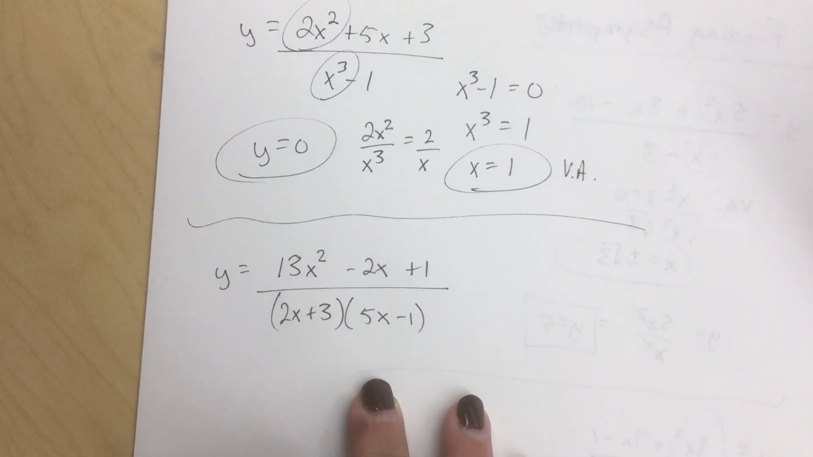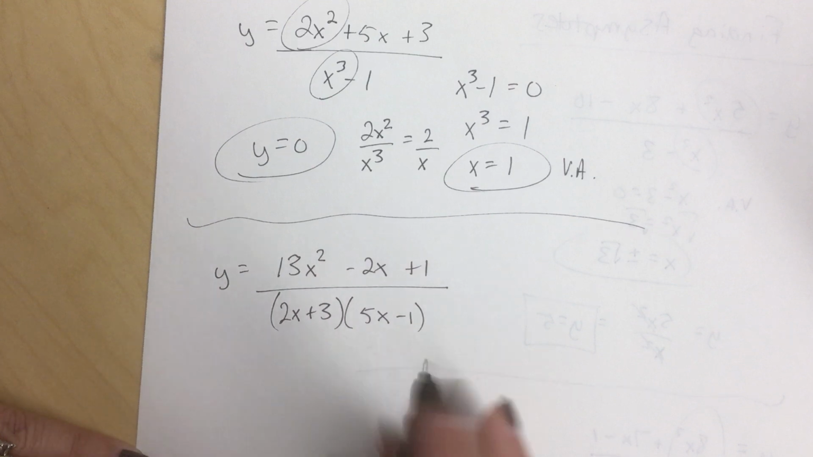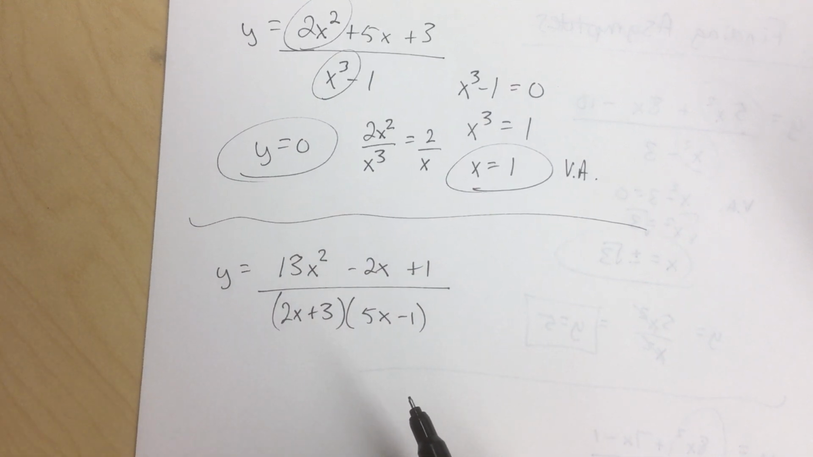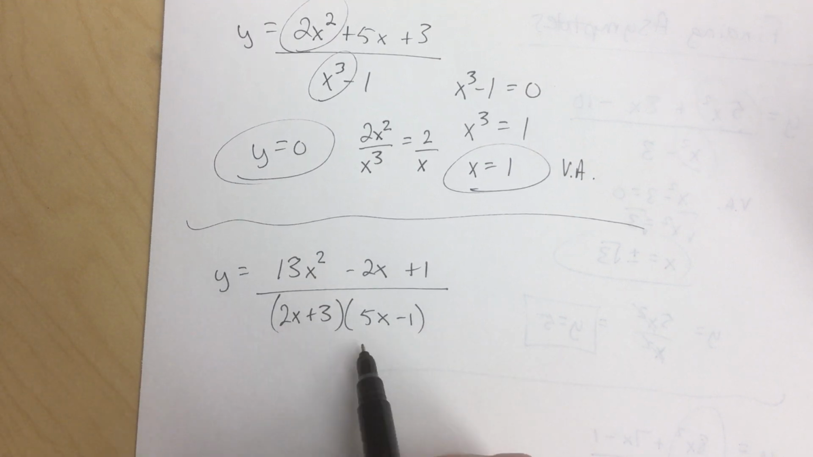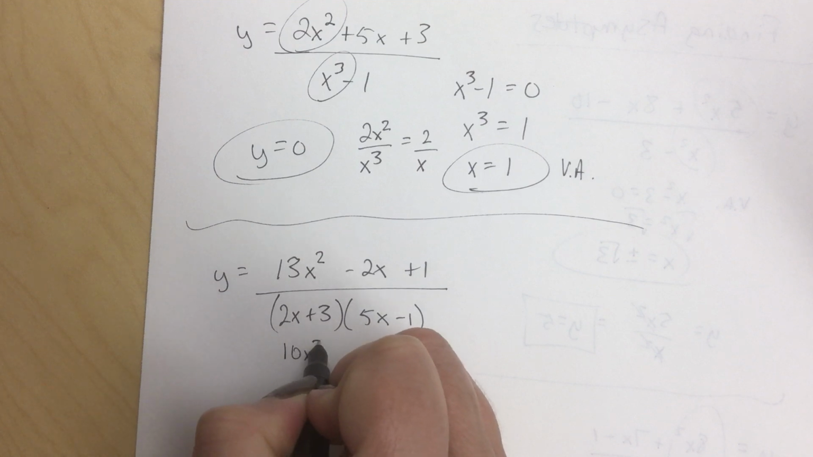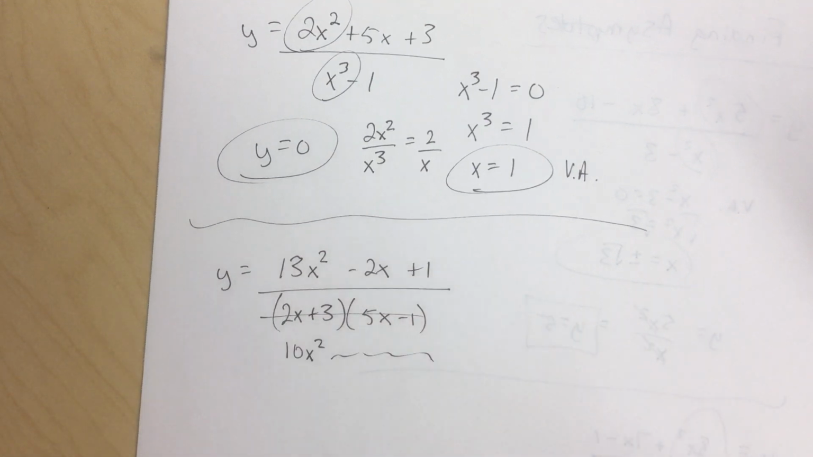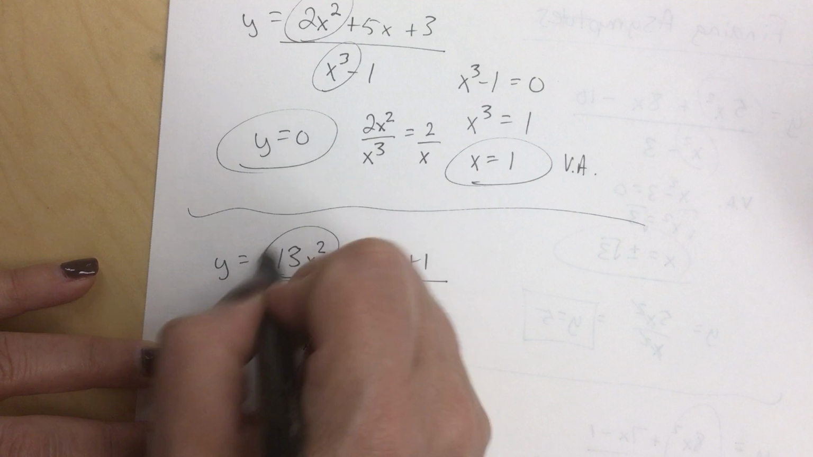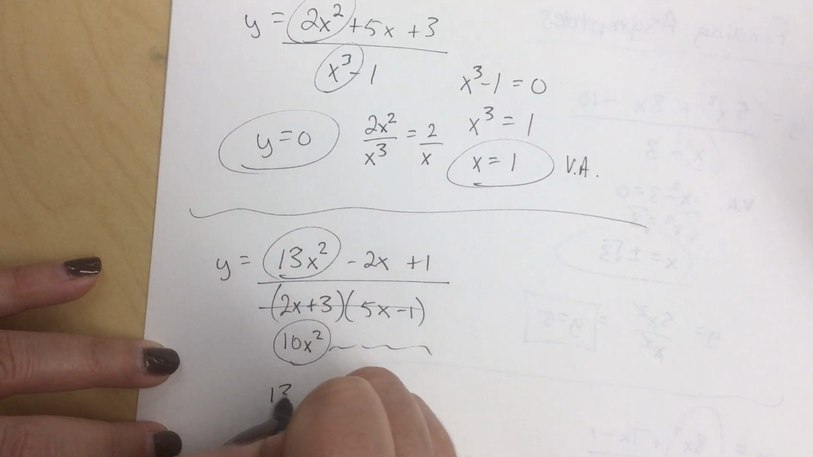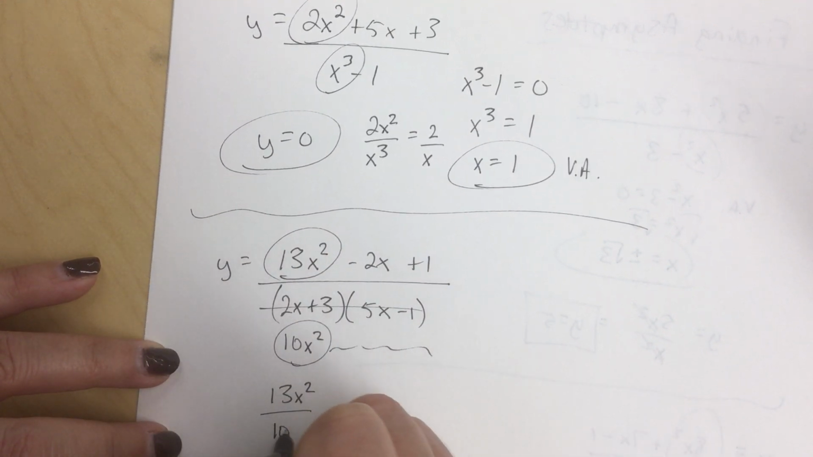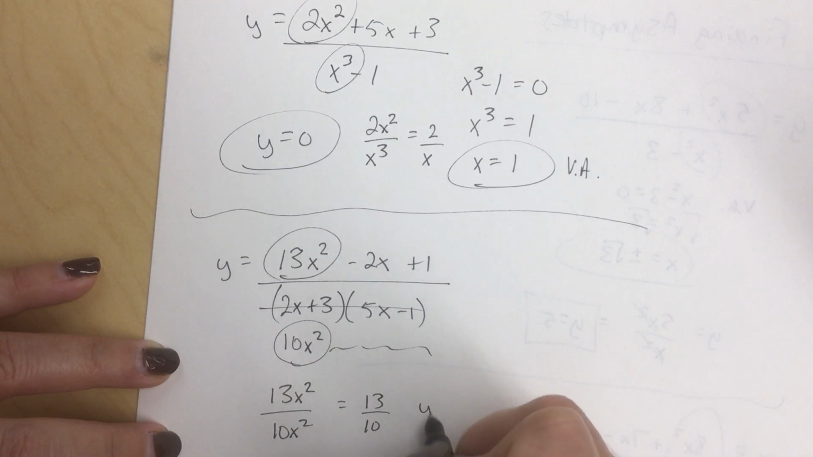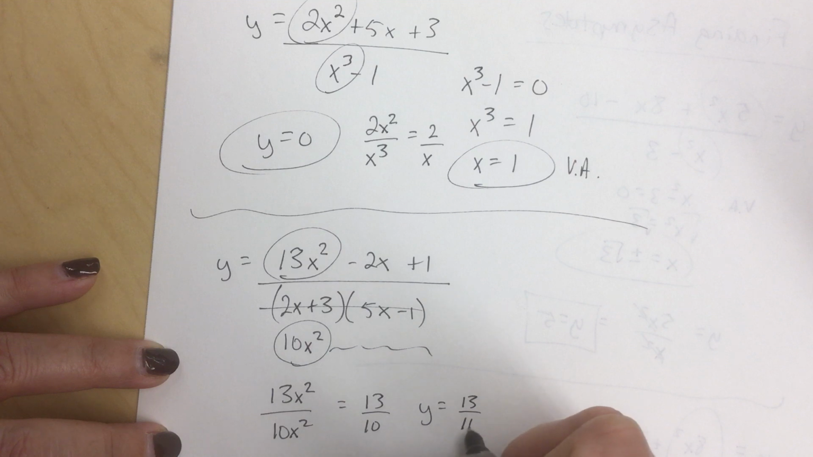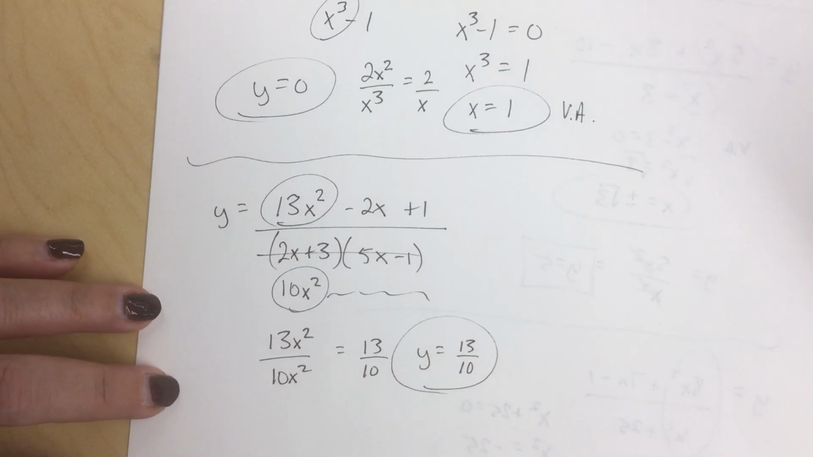When one of the parts of your fraction, either your numerator or your denominator, is factored out, you need to think about what you would get if you multiplied it. So if you multiplied this out, your first term would be 10x squared. And you don't even care what the rest of it would be, because we want to compare it to this. So 13x squared divided by 10x squared would be 13 over 10. So y equals 13 over 10 is your horizontal asymptote.